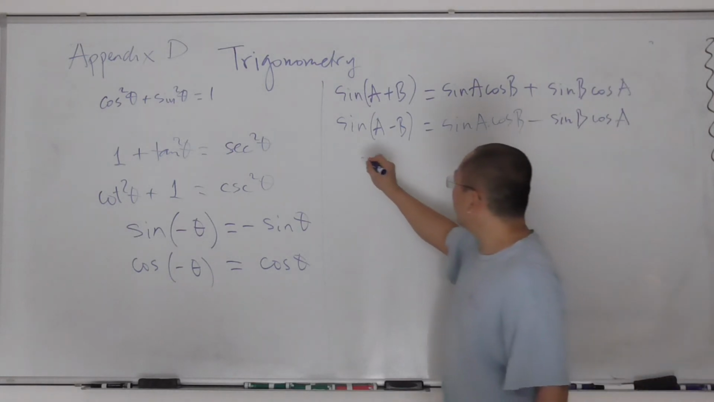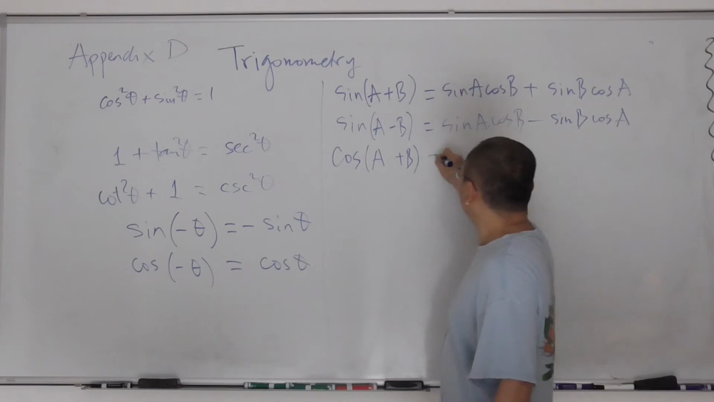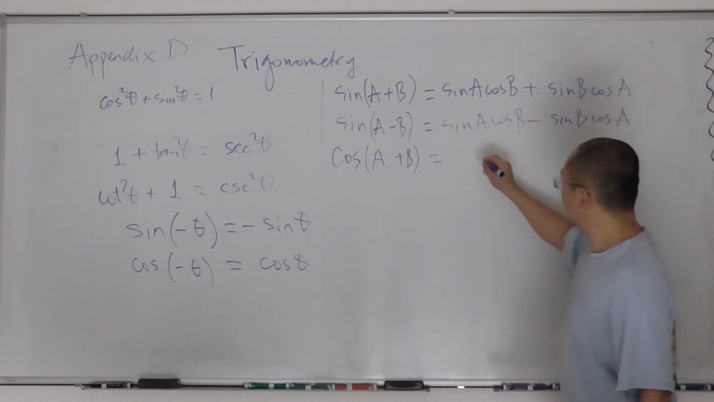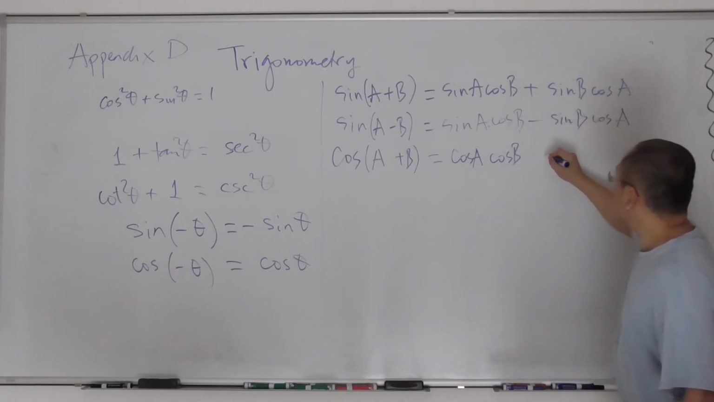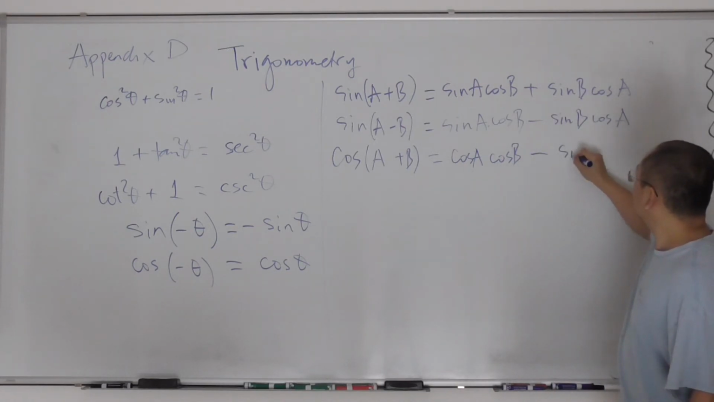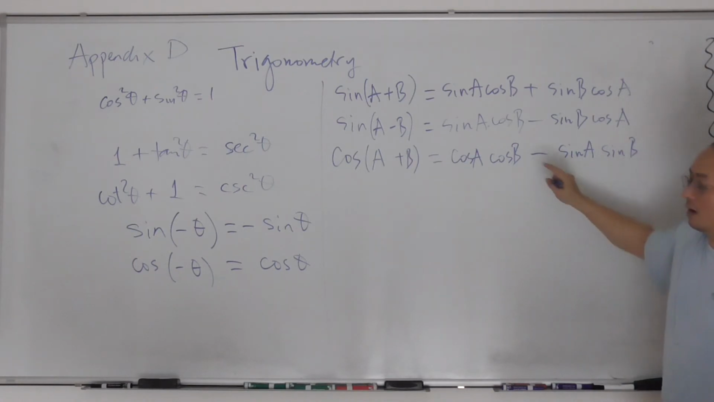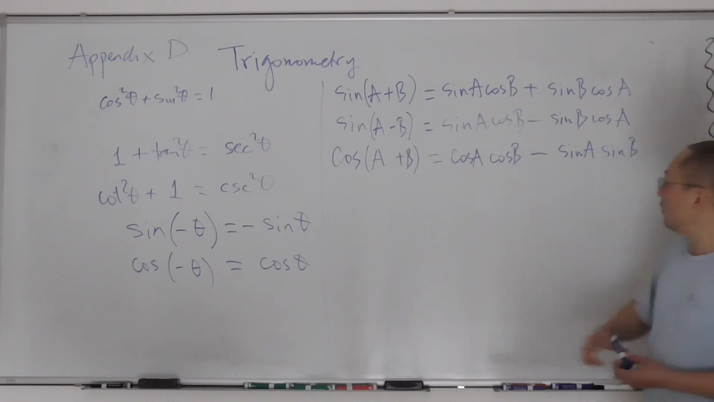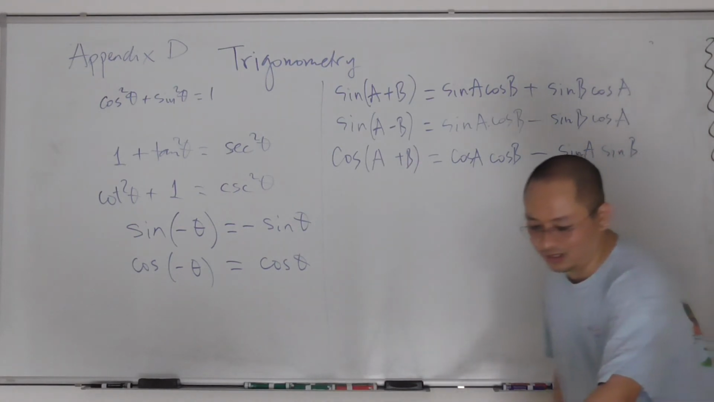Okay, move on to cosine. Cosine of A plus B is cosine A cosine B minus sine A sine B. Be very careful, all right, guys. For the cosine function, the sum of two angles is going to be a minus on the other side.